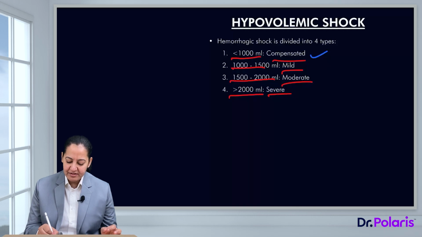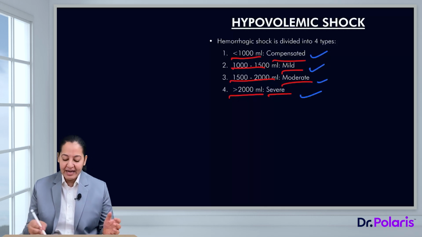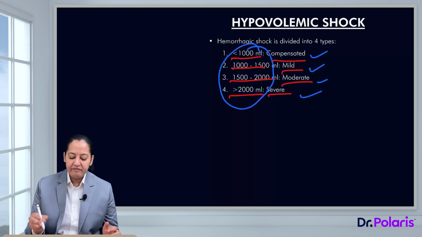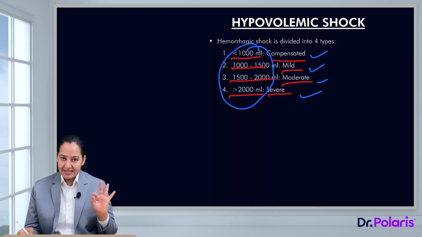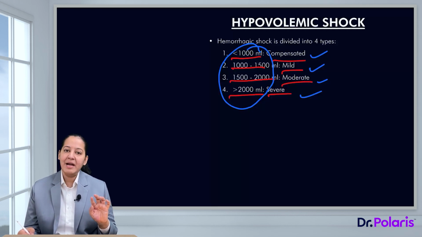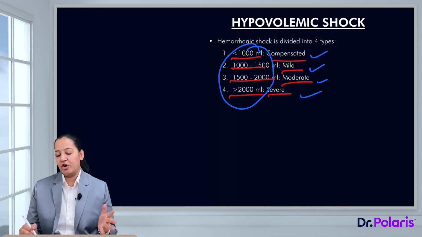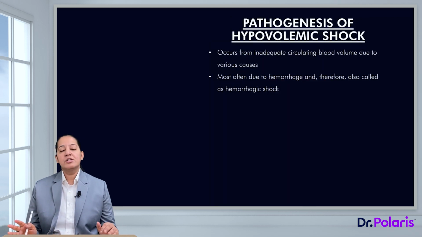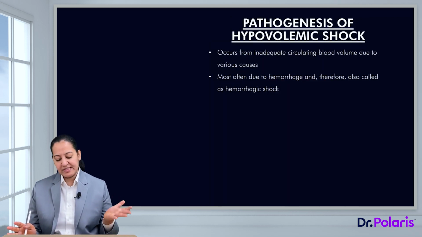You can say compensated, mild, moderate, severe, depending on the amount of blood which is lost. So is it less than 1 liter, 1 to 1.5 liters, 1.5 to 2 liters, or more than 2 liters? So compensated, mild, moderate, severe types of hypovolemic shock. That is the classification. So we have seen the definition, we have seen the classification.